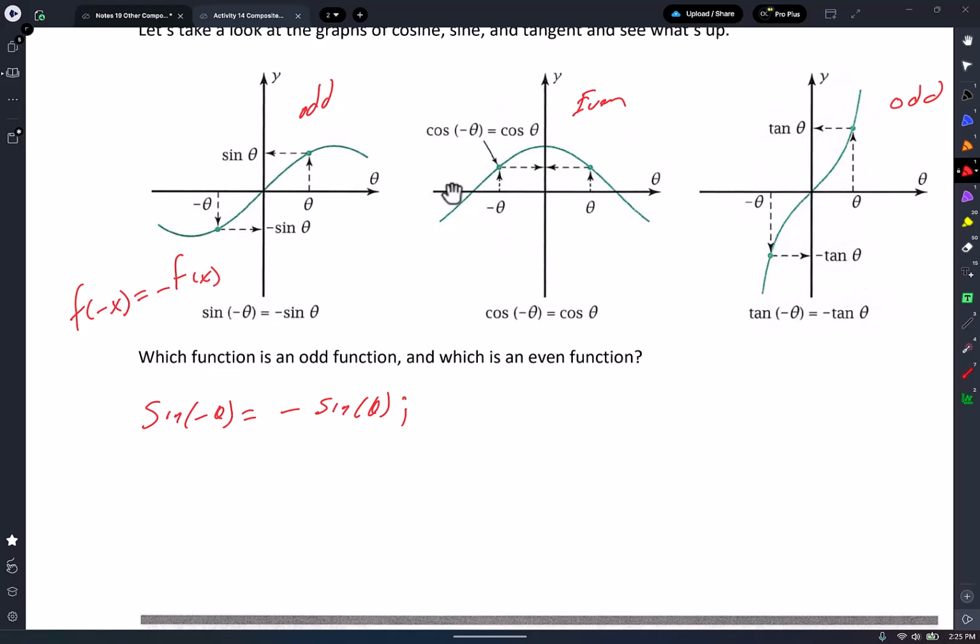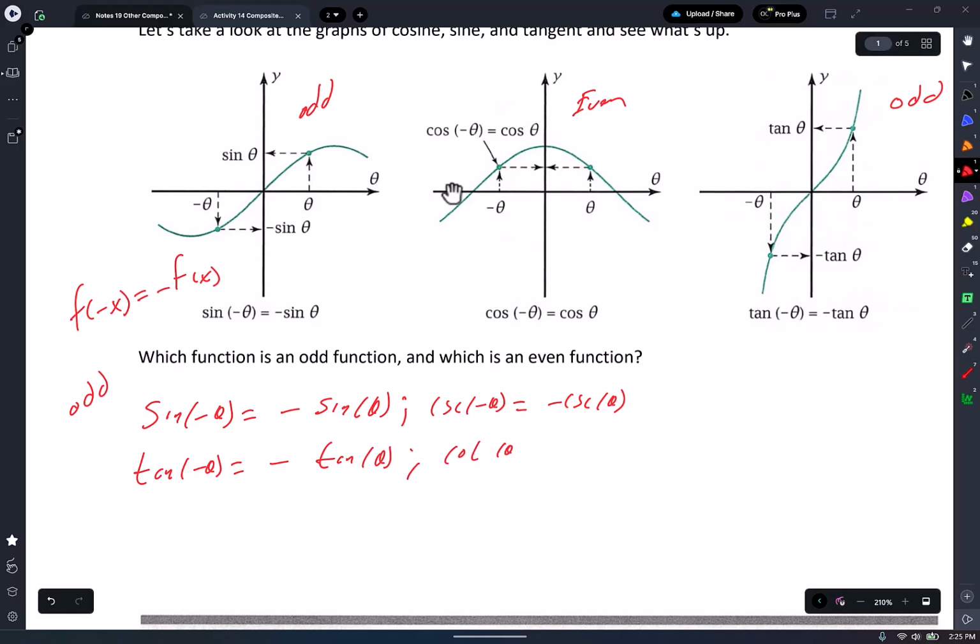What else is odd? Well, sine's odd, then its reciprocal is also odd. So cosecant of negative theta is equal to negative cosecant of theta. That makes sense? Can you guys hear me, or is the fan too loud? Okay. So this is an odd function. Let's see, what else is odd? Well, tan's odd. Tan of negative theta equals negative tan theta. So is its reciprocal. So cotangent of negative theta is equal to negative cotangent theta.